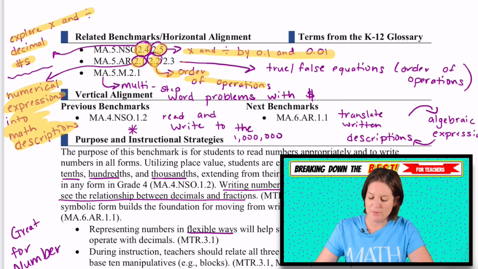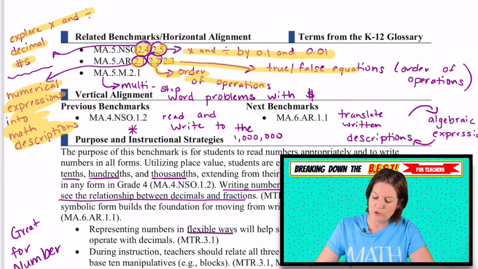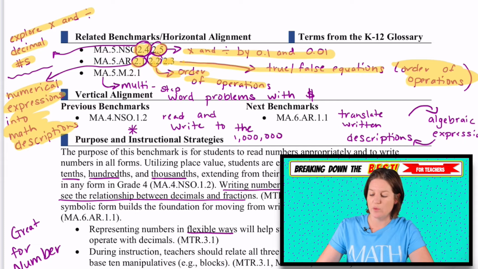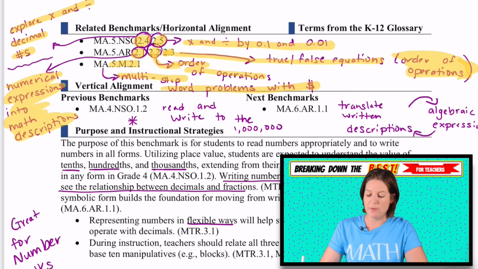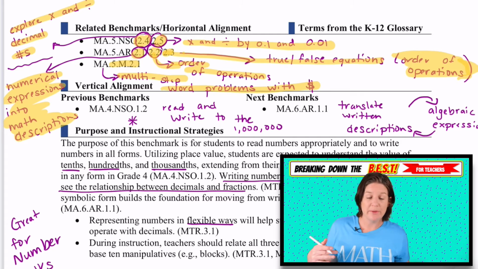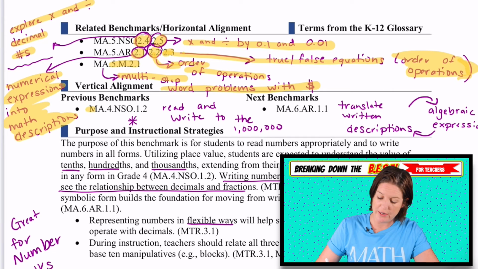Did I just say 2.3? I'm sorry, I meant 2.2. And then 2.3 is where we're working with true and false equations using the order of operations. And then they've placed here this 5.M.2.1, which is multi-step word problems with money. Now, I think there are a lot more standards that actually align with this one today. There's a couple there, but I like to know where they're coming from. They're coming from 4th grade right here.